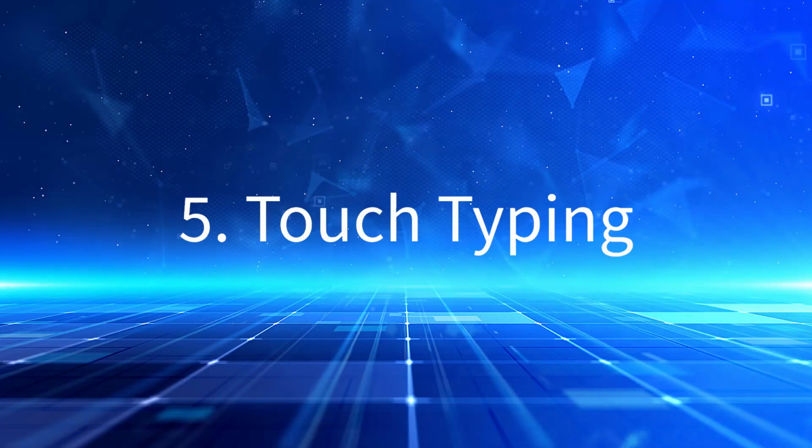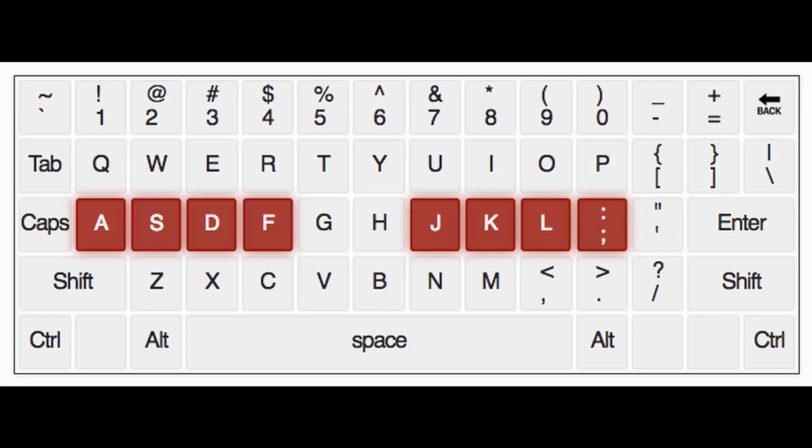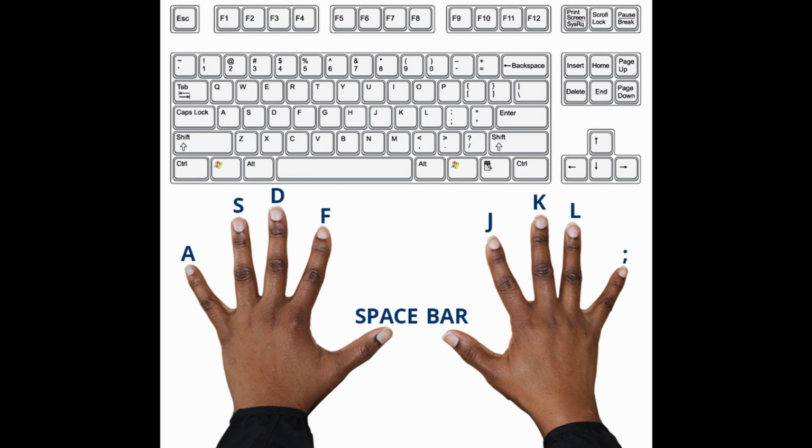Starting off at number 5 is touch typing. For those of you who don't know, touch typing is the act of typing without looking at the keyboard. Touch typing utilizes what's known as a home row, where 8 of your fingers will be placed. For your left hand, your fingers go on the F, D, S, and A keys with your index finger on F, and on your right hand, your fingers go on the J, K, L, and the colon symbol.